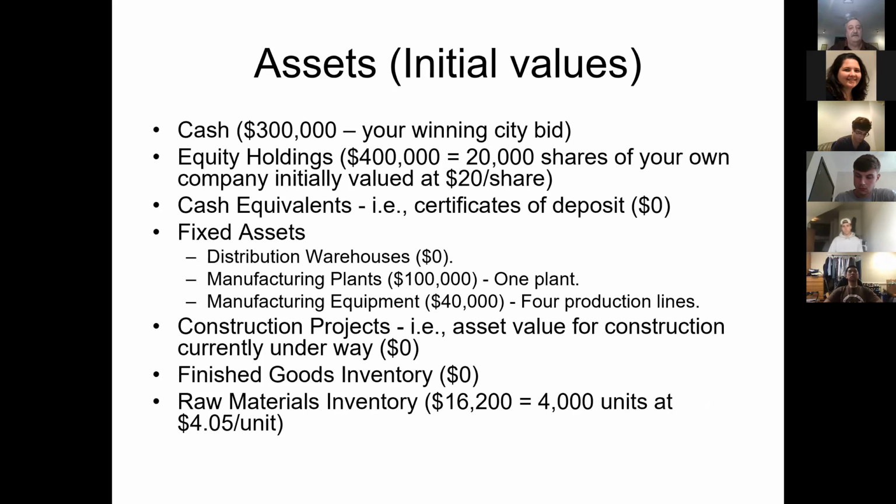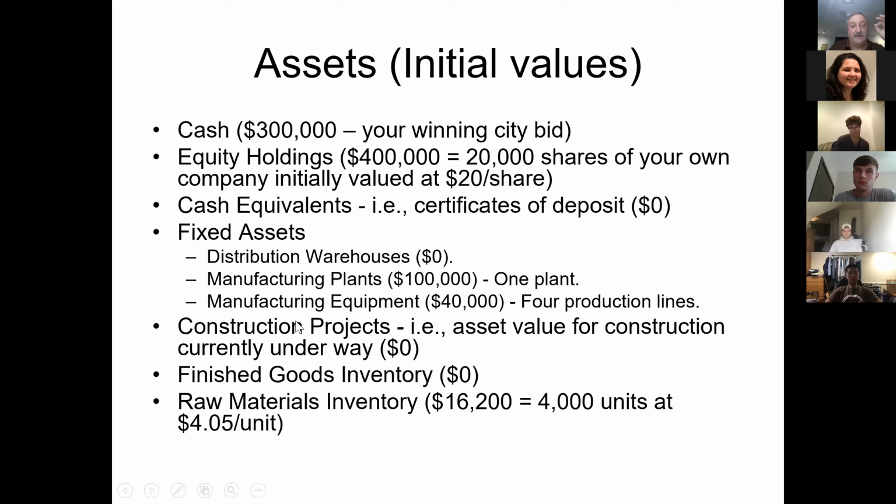Okay, so fixed assets. In the beginning, you have no warehouses. You have one manufacturing plant, and its value is $100,000, and it's located in whichever city you get through the bidding process. And inside this plant, you have 4 manufacturing lines. Each manufacturing line is worth $10,000. All right, so you have $40,000 asset value of your manufacturing equipment.